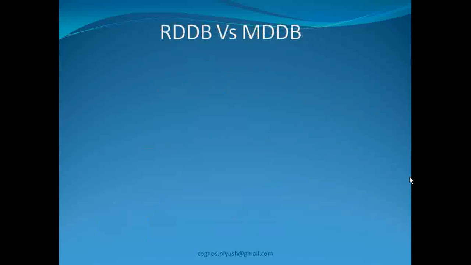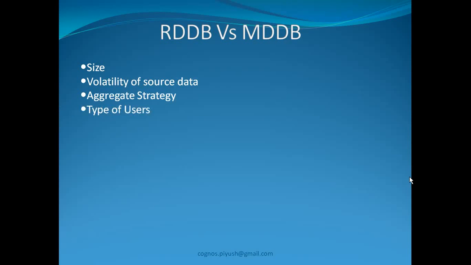Now let's see the comparison of multidimensional databases with relational databases. First one is size. Second, the volatility of the source data, aggregate strategy, type of users, and the normalization part. These are the five most important aspects on the basis of which we can compare the two. Let's see size.